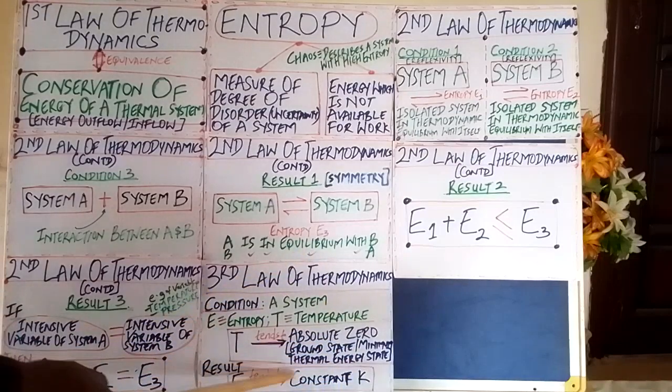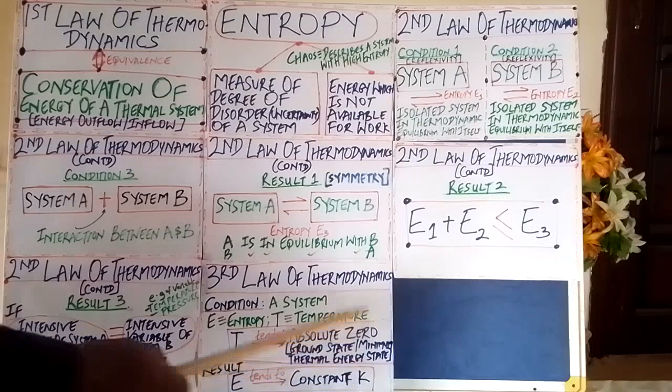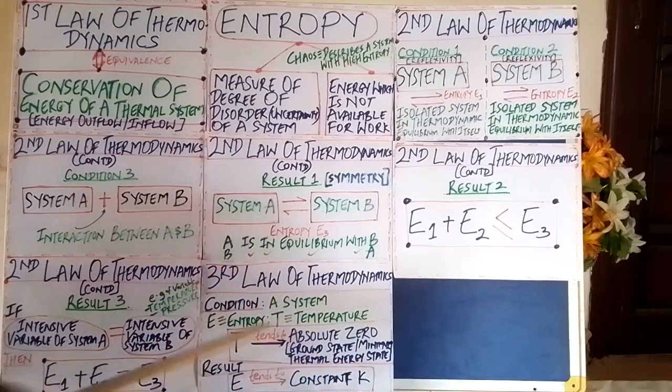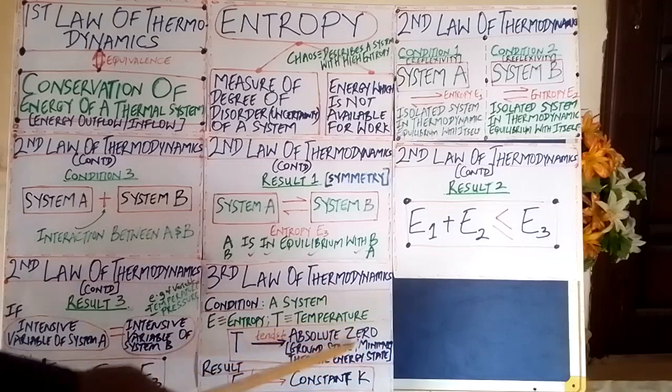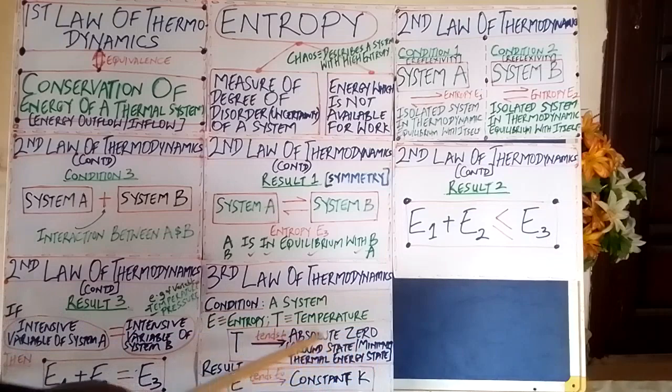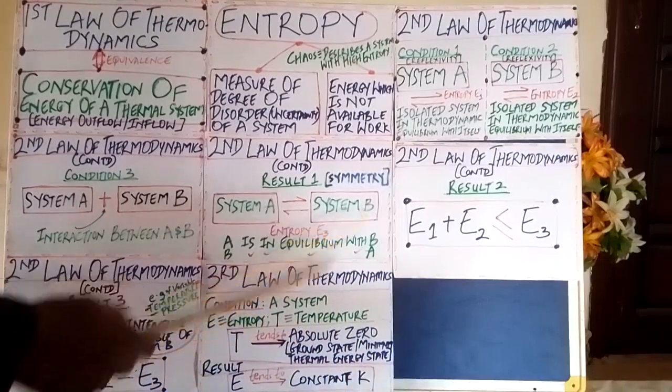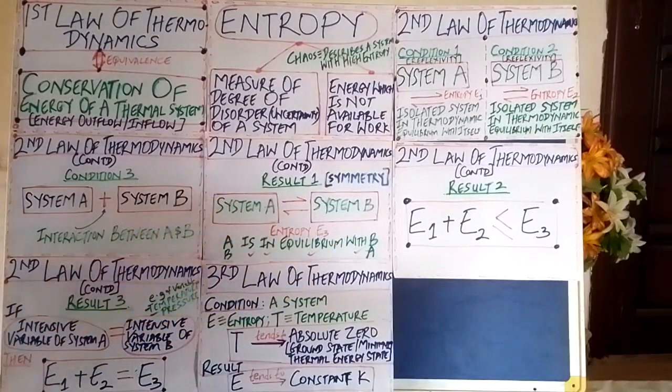A number is not going to be a variable. It's going to be like 1, 2, 3, 4, 5. You are sure that it's going to be a constant, provided that the temperature, which is an intensive variable, tends towards the ground state, that is the state of minimum thermal energy of that system. Then you can say that the entropy, the degree of disorderliness or uncertainty of that system, will tend towards a constant K. That is to say, it's going to approach constant K. So that is what the third law of thermodynamics teaches us.